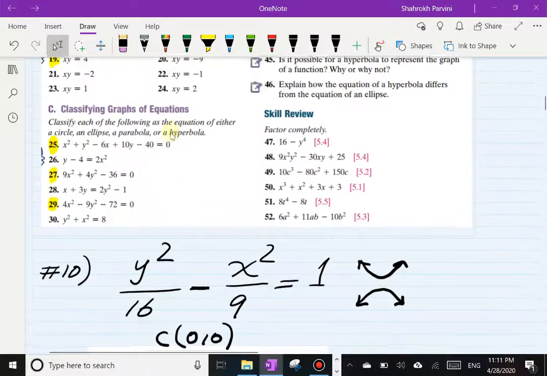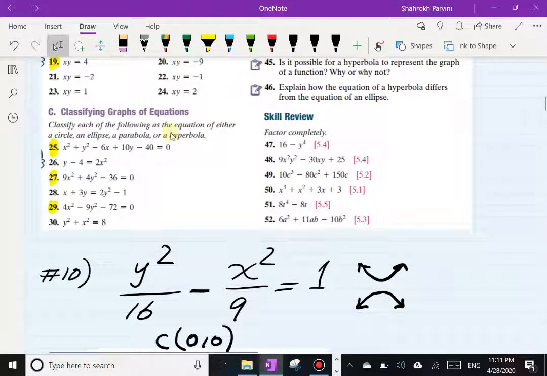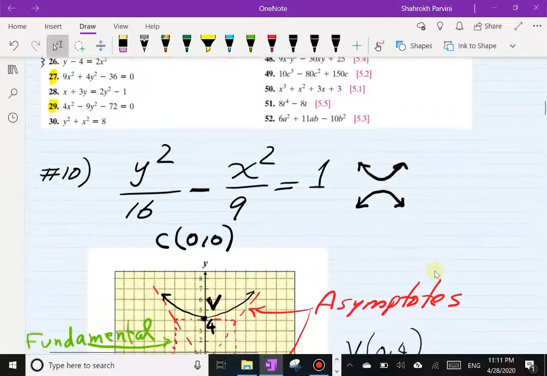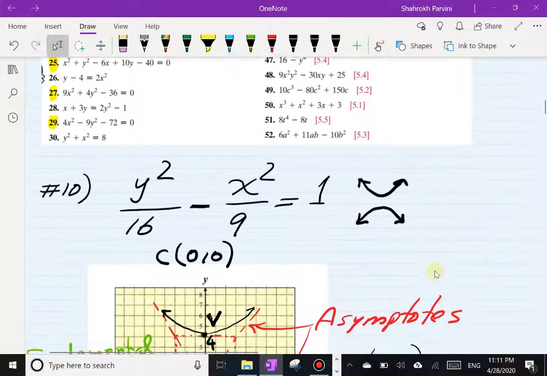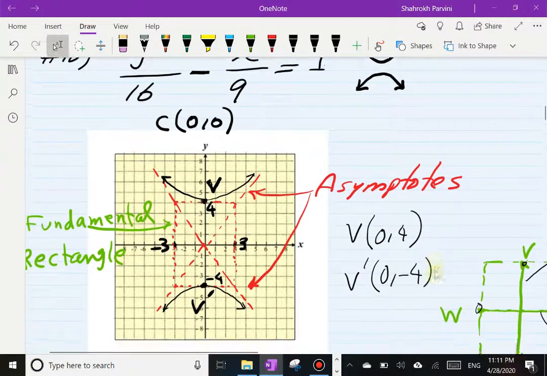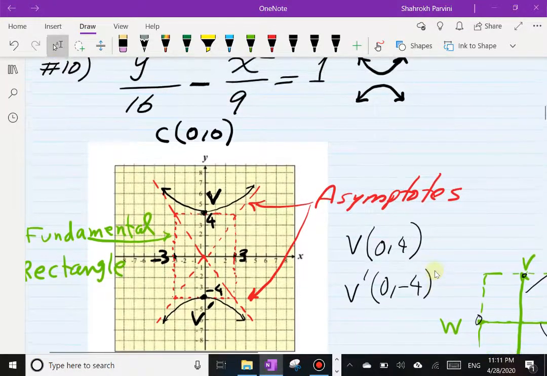So here's how we're going to start this. Again, because we recognize the form of this, the center is going to be at 0, 0, and this is what we mean by vertical hyperbola. It means the branches open up and down. If you start with x squared, the branches open to the sides. Now, we're not going to plot points. Again, we're not going to plot points, but this is how the hyperbola is actually graphed.